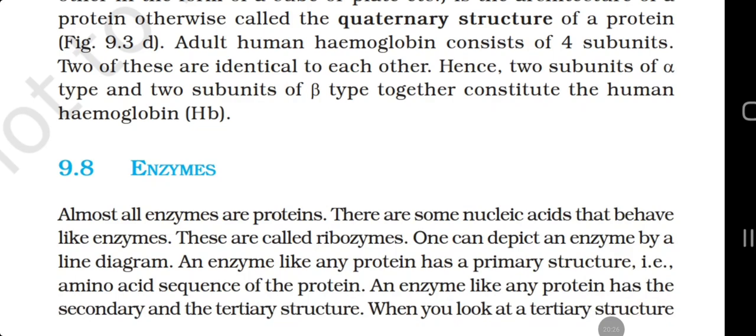9.8 Enzymes. Almost all enzymes are proteins. There are some nucleic acids that behave like an enzyme. These are called the ribozymes. One can depict an enzyme by a one-line diagram.